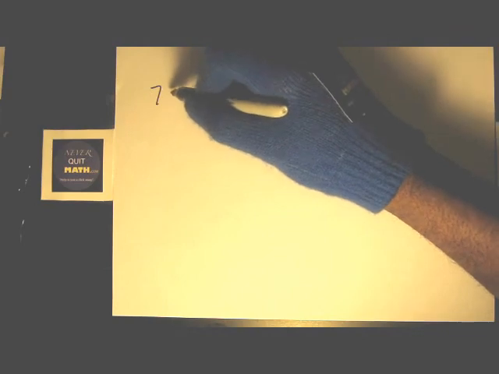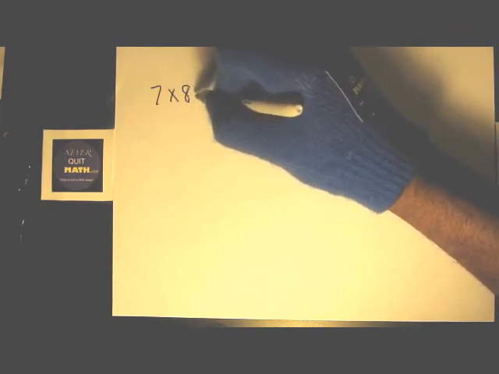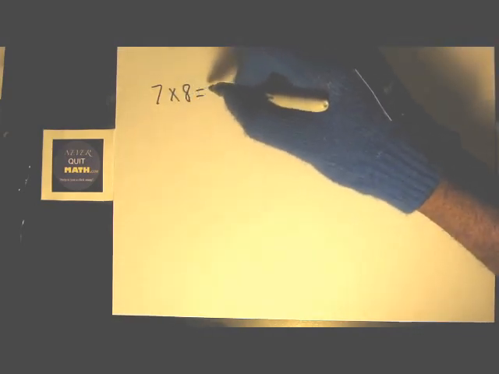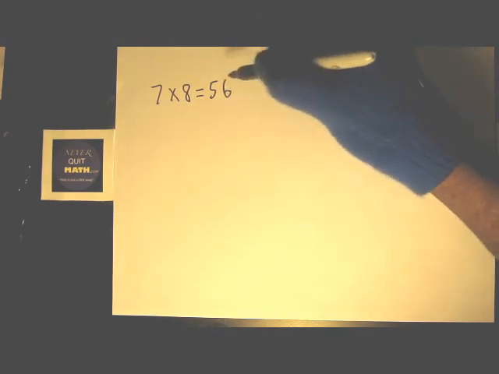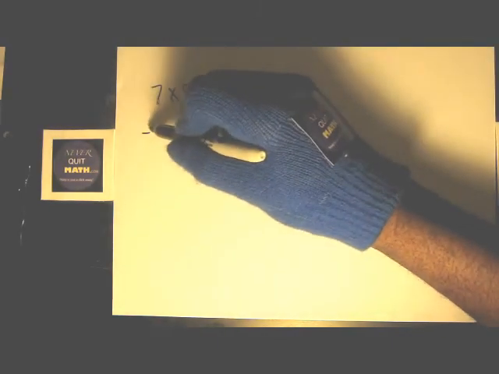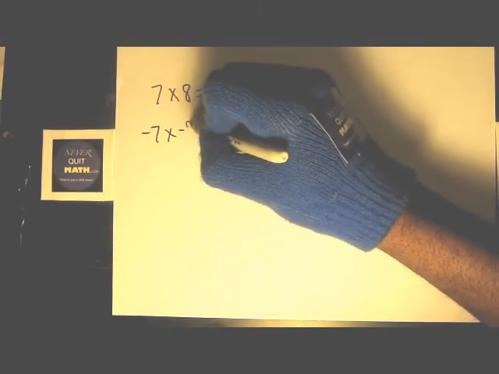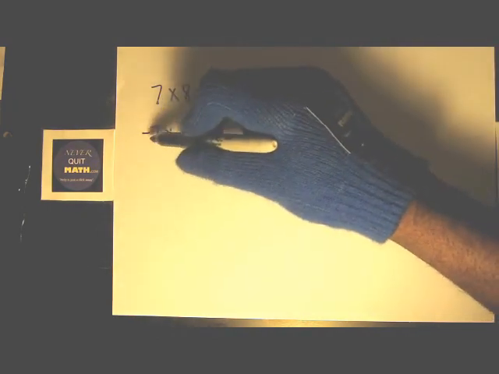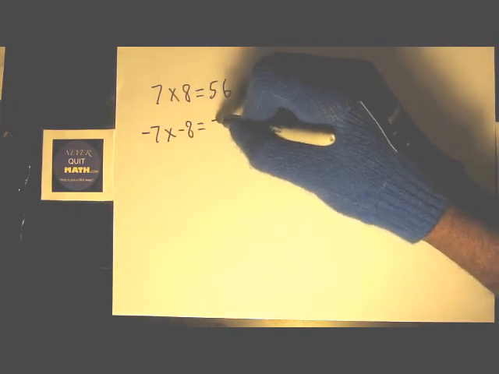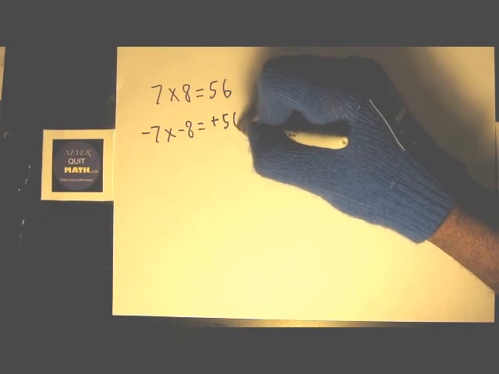Let's check it out now. So let's do some multiplication. We all know 7 times 8, positive times positive, is equal to 56. What if I had negative 7 times negative 8? Negative times negative would give me positive 56 for the answer. Same thing, let's move on.